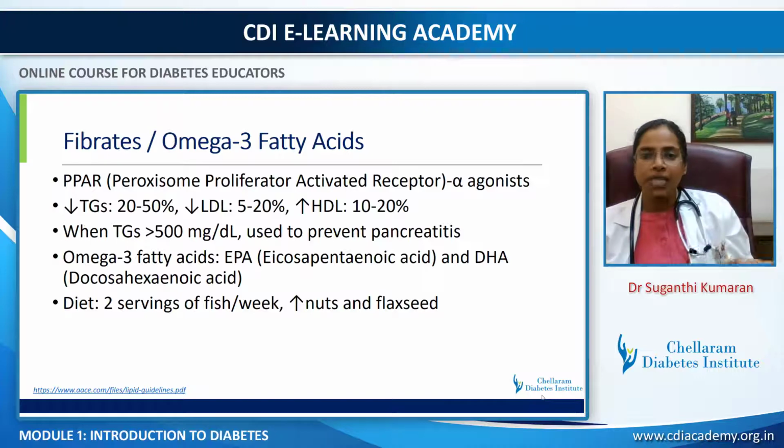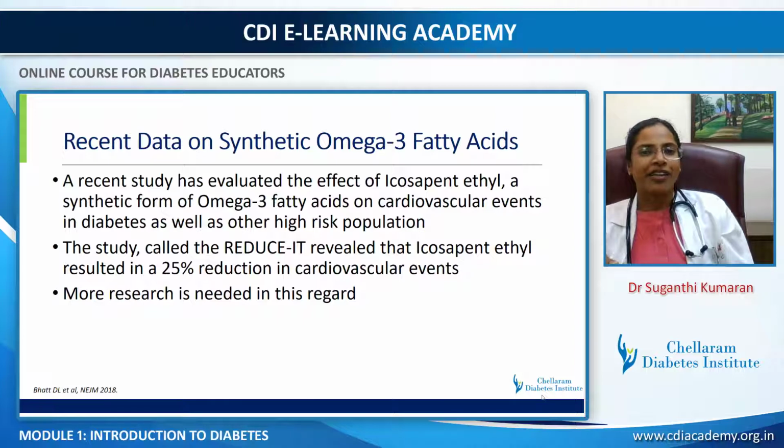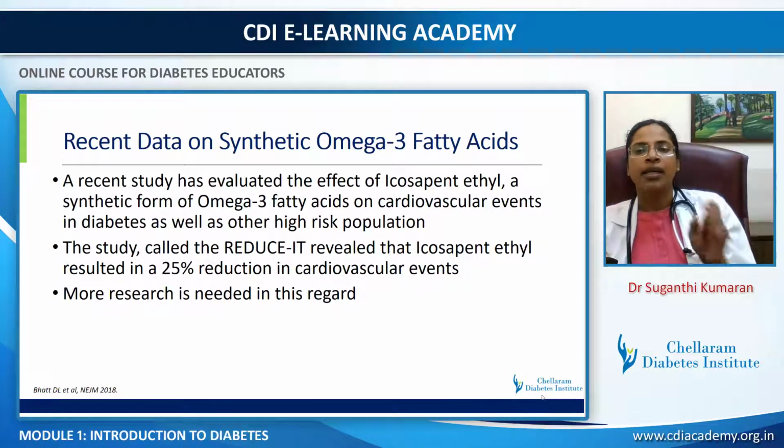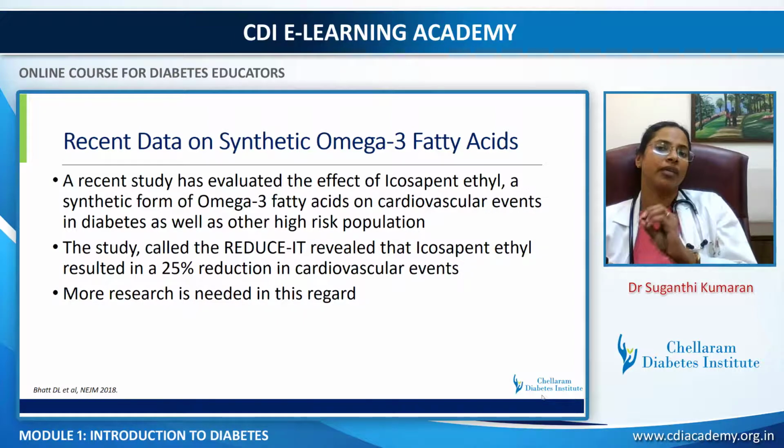What are the omega-3 fatty acids? EPA, eicosapentaenoic acid, and docosahexaenoic acid. As I mentioned earlier, a diet rich in fish, 2 servings per week, is recommended, or increase the nuts and flax seeds. So as I was mentioning earlier, a recent study has evaluated the effect of icosapent ethyl, a purified or synthetic form of omega-3 fatty acid, on cardiovascular events in diabetes as well as other high-risk populations. And this is the first study which revealed that there is a 25% reduction in the cardiovascular events by reducing the triglycerides. However, more research is needed in this regard.